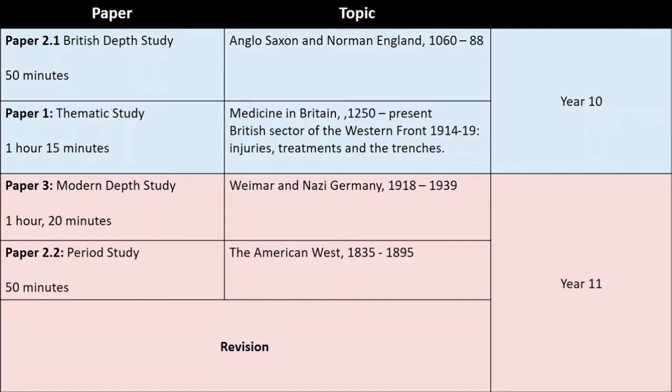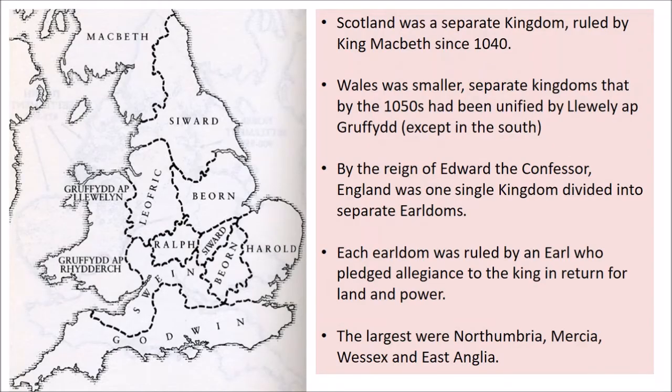So, what we're looking at here is, of course, England, but not the England that you would know of. Okay, now Scotland, of course, as you can see on this map, was a separate kingdom ruled by King Macbeth. Yes, that is the same Macbeth in the Shakespeare play. He had ruled Scotland since about 1040. Wales, as you can see, was made up of smaller, separate kingdoms. And by about the 1050s, those Welsh kingdoms had been kind of unified, except in the south. And as you can see, England itself was divided up into lots of different areas.